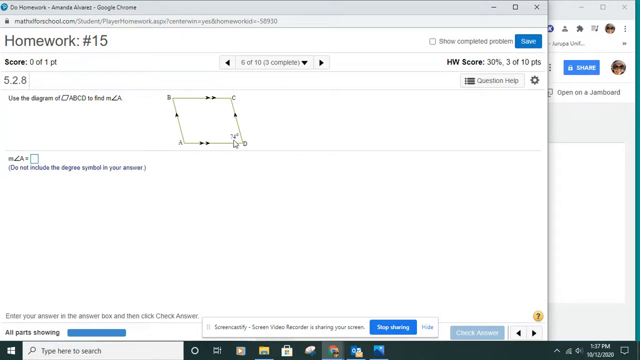And then another question just to practice that, it's asking for the measure of angle A. They are consecutive angles, so do 180 minus 74.